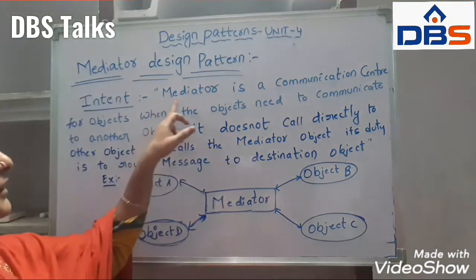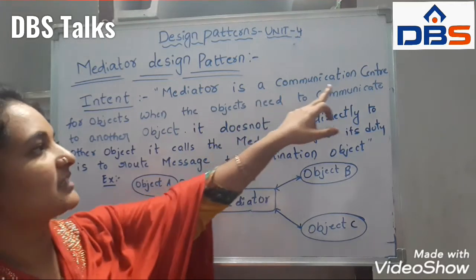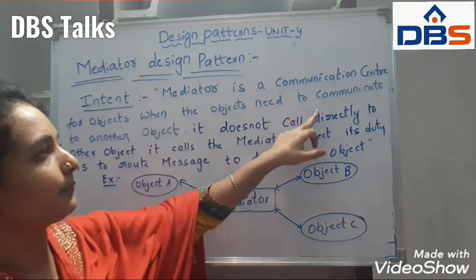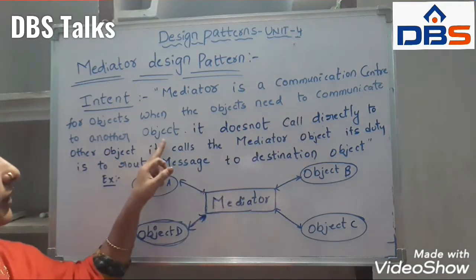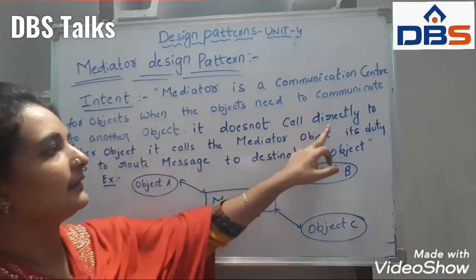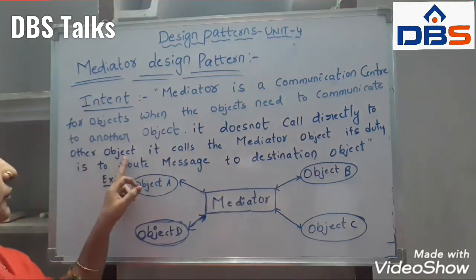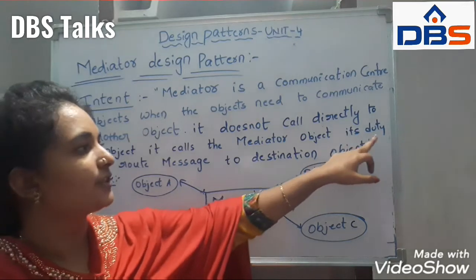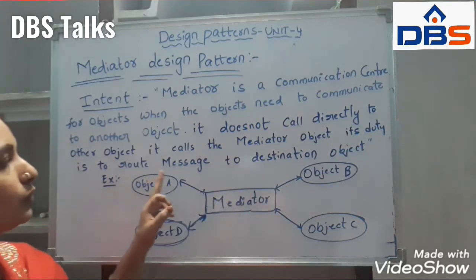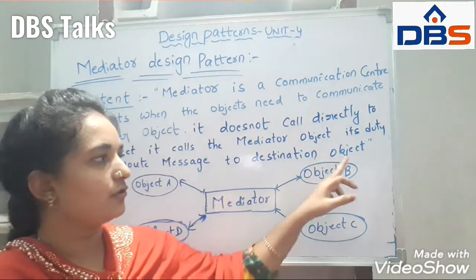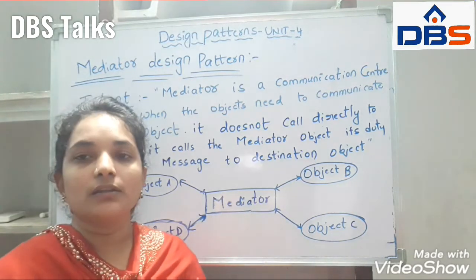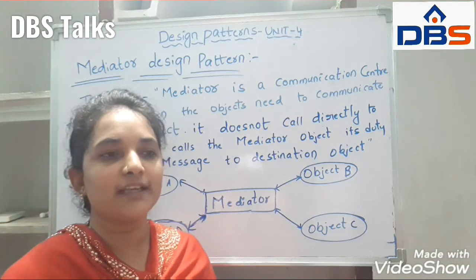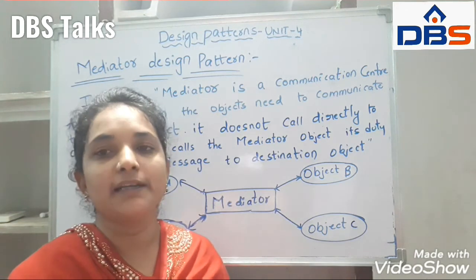See here. Mediator is a communication center for objects. When an object needs to communicate with another object, it does not call the other object directly. It calls the mediator object. Its duty is to route the message to the destination object. It means the mediator pattern is used to reduce the communication complexity between multiple objects.